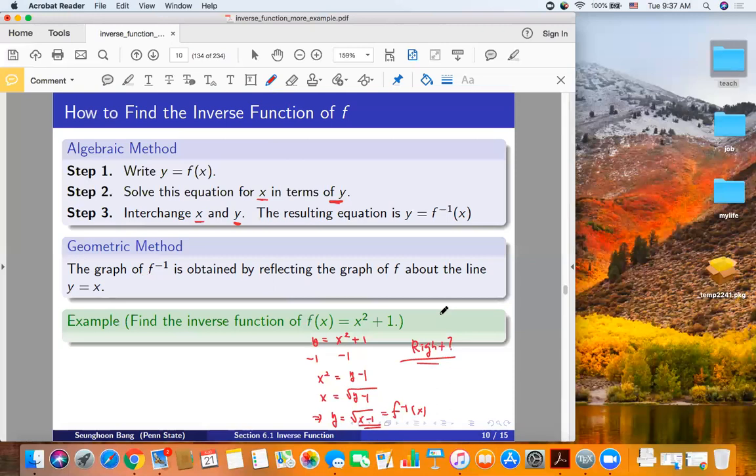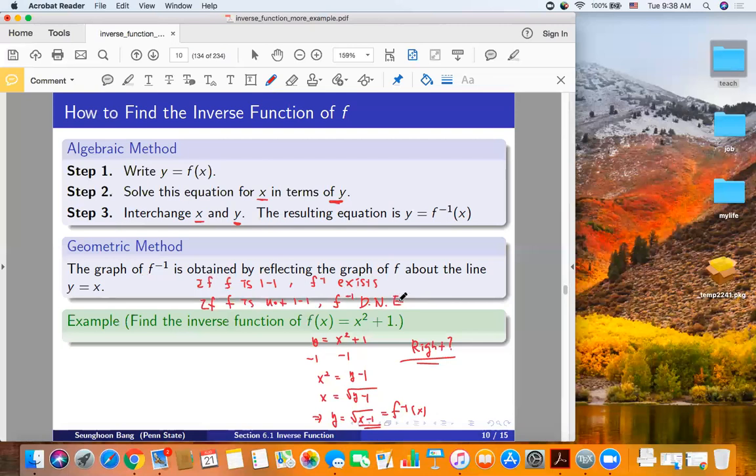Let me see. Do you remember? This is one important result. If function f is one-to-one, the inverse function exists. So if function f is not one-to-one, the inverse function does not exist.